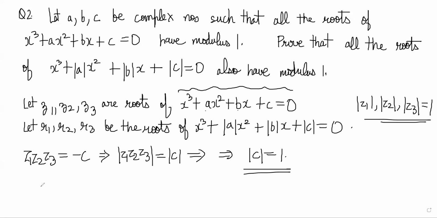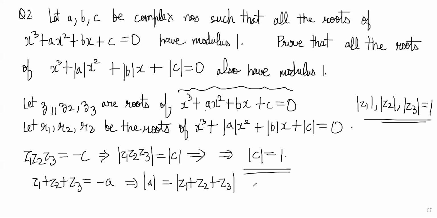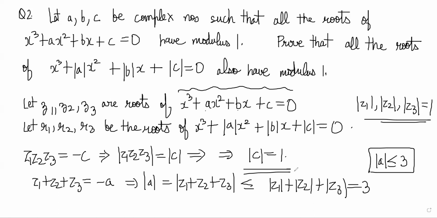Now, what is mod of a? We know that z1 plus z2 plus z3 by Vieta's relation is minus a. So mod of a is equal to mod of z1 plus z2 plus z3, and therefore it must be less than or equal to mod of z1 plus mod of z2 plus mod of z3 by triangle inequality, which is equal to 3. So we are getting mod of a is less than or equal to 3. So far we have gotten mod c is 1, mod a is less than or equal to 3. Now let's look at the mod b term also. We'll do it on the next screen.